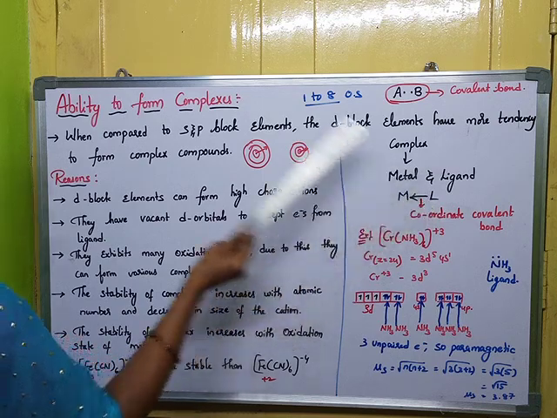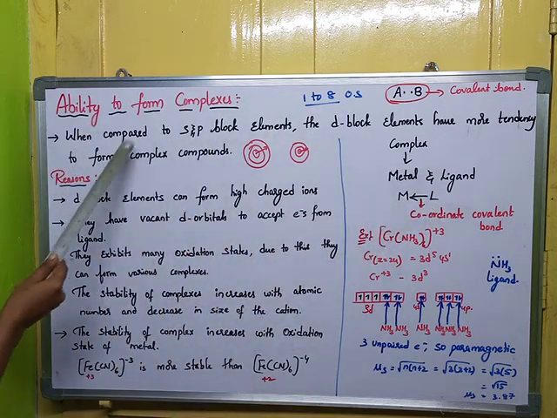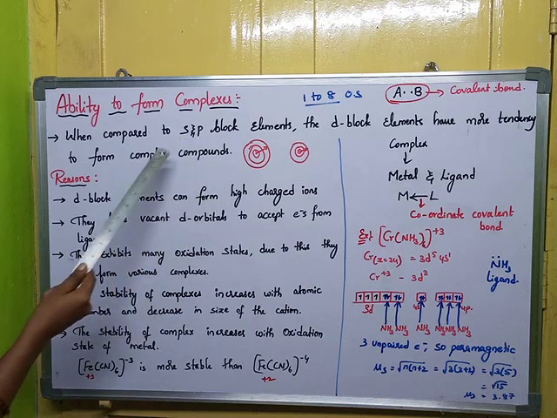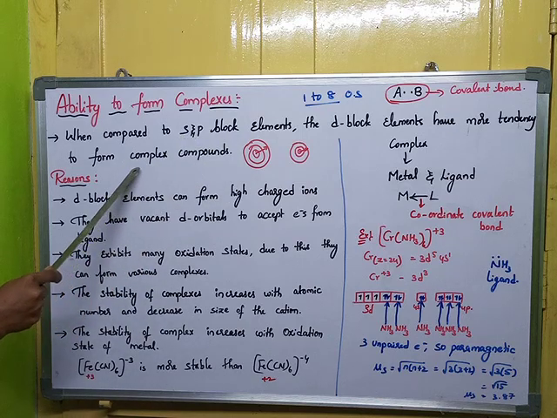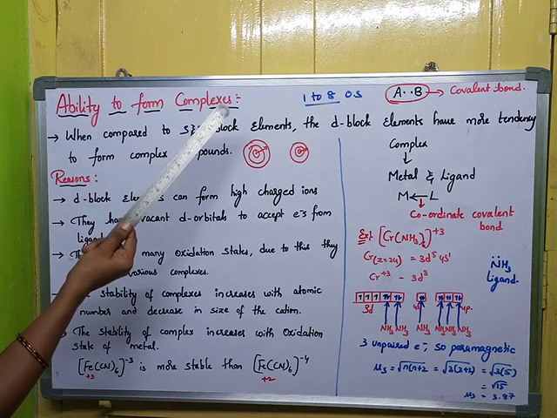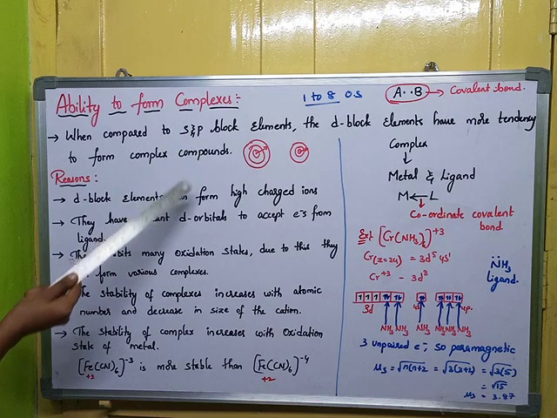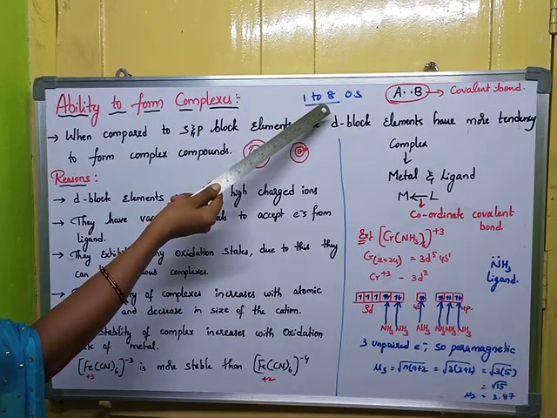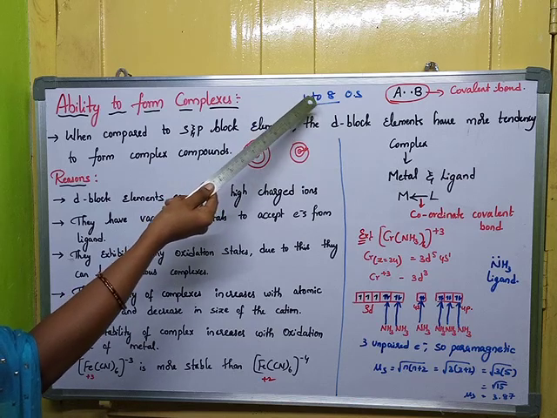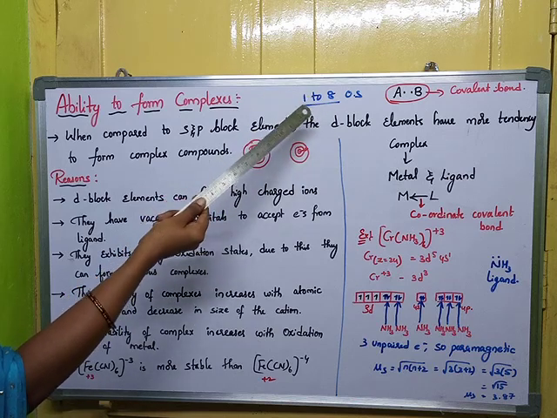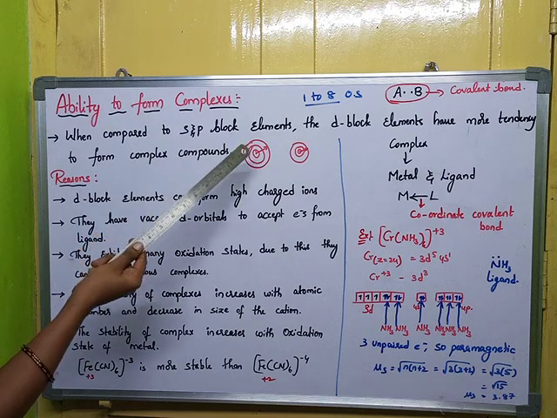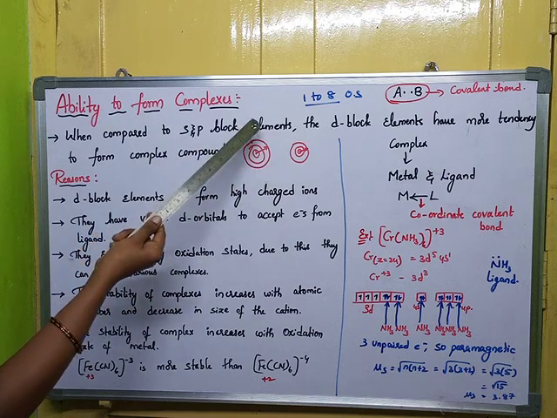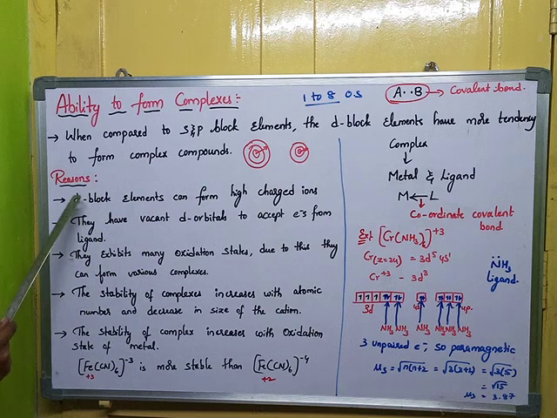Now coming to this formation. When compared to s and p block elements, d-block elements have more tendency to form complexes. Why? Because we have already discussed the oxidation states of the d-block. Compared to s and p block, d-block elements exhibit variable oxidation states from 1 to 8. Because of this, they can be involved in variable complex formations, so many varieties of complexes can form. Now we can see the main reasons for forming these complexes.